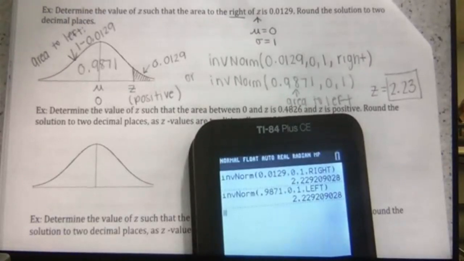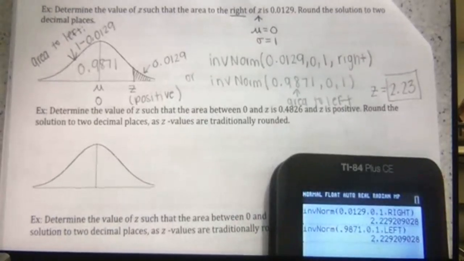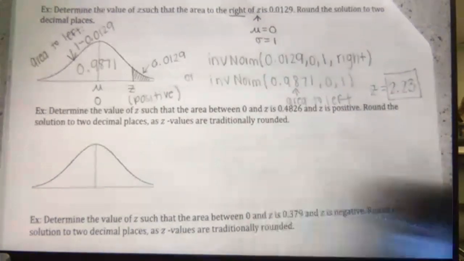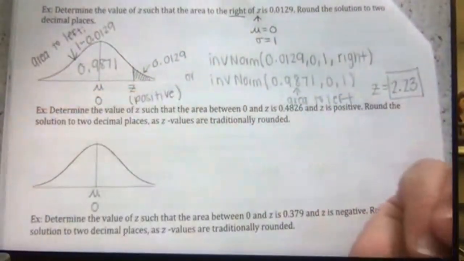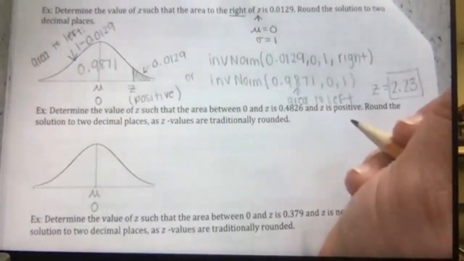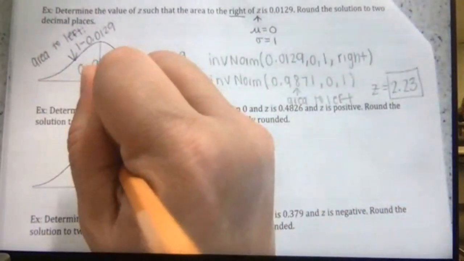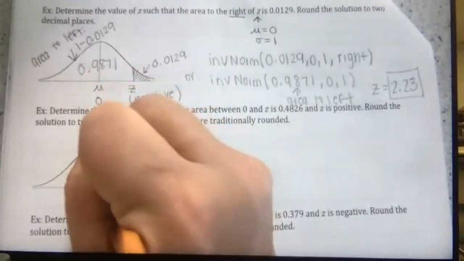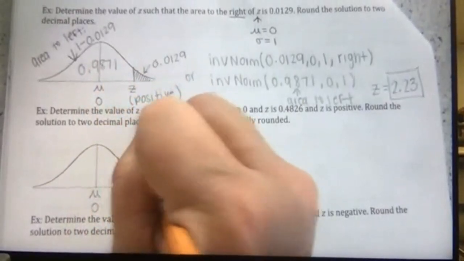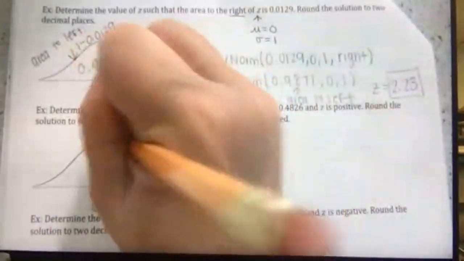All right, let's do the next one. Determine the value of z such that the area between 0 and z is 0.4826 and z is positive. Round the solution to 4 decimal places as z's are traditionally rounded. All right, so in the middle is our mean, which is 0. Our area between 0 and z is 0.4826, and it told us that z is positive. So if z is positive, it's somewhere over here. So between 0 and z, this area right here is going to be 0.4826.